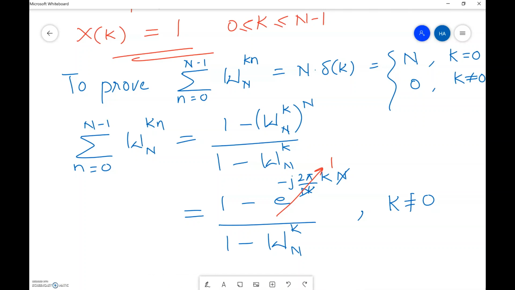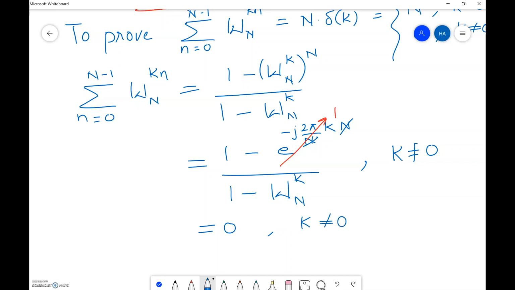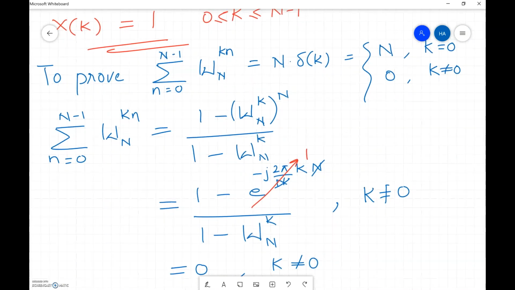What will be the value of the summation? Value of the summation is equal to 0 for k not equal to 0. So we have evaluated the summation, and for k not equal to 0 we found that the value is equal to 0. If you look at the problem which is given to you, it says for k not equal to 0 it is 0. So one condition we have got.